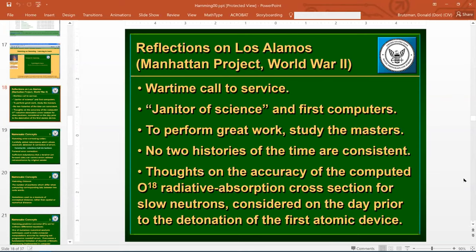All right, the wartime call to service. It was always surprising to me that people were put off by Hamming, thought him stuffy or too big, too full of himself or too opinionated, or whatever other words you could come up with. Often the way they reacted to him told you more about the other person than about Hamming, because I always had to wonder, did you listen to what he said?